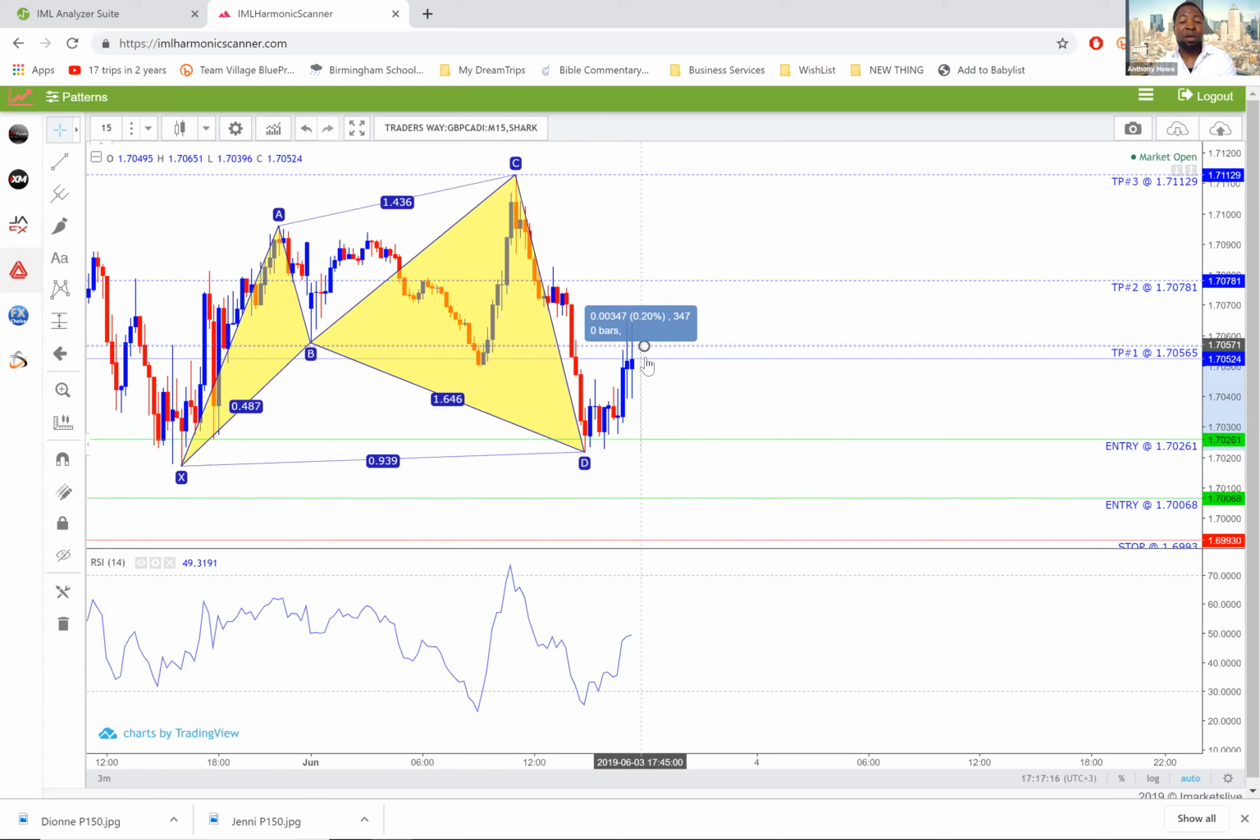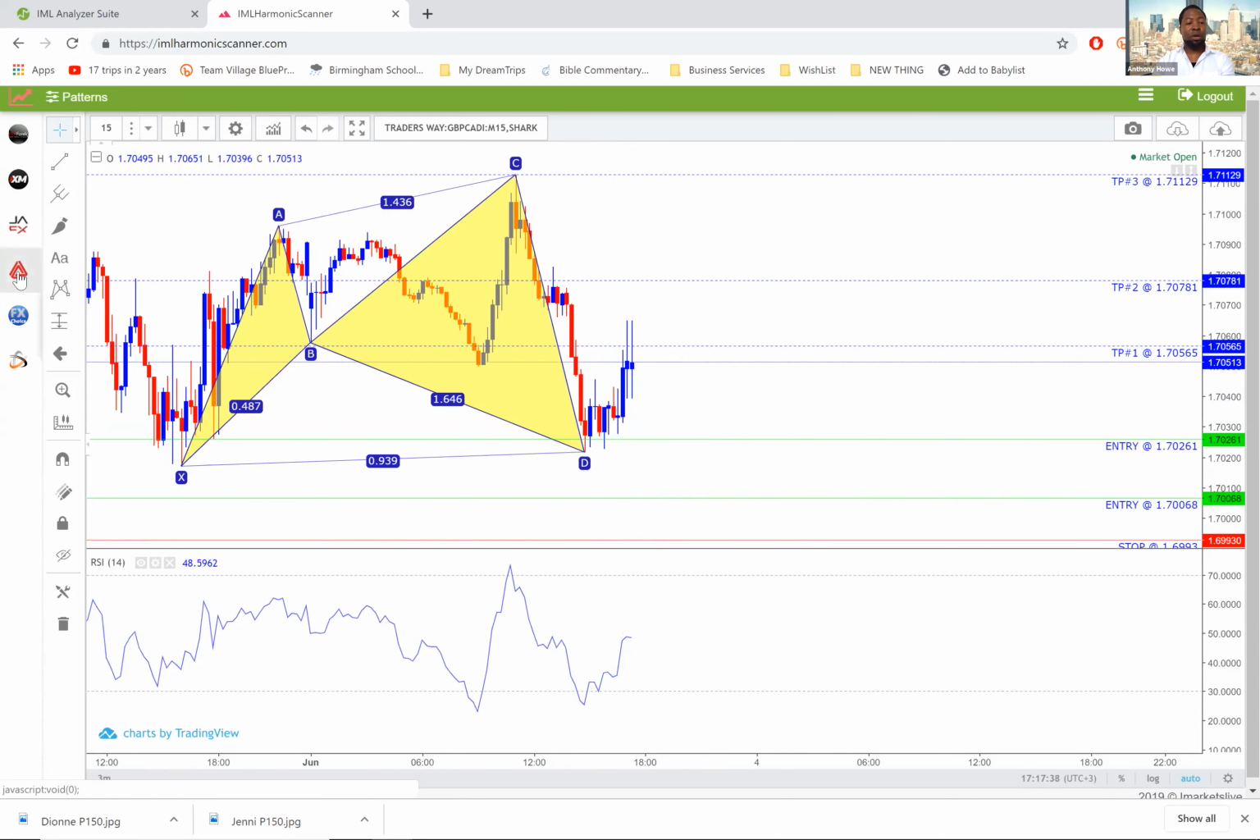So that means they would have multiplied their money by 34.7. Anybody who entered this trade, if they put $1 on it, the dollar would have turned to $34.70. If they put $10 on it, it would have changed to $347. $100 would have turned into $3,470 in a matter of minutes, okay? If they're taking this trade idea.